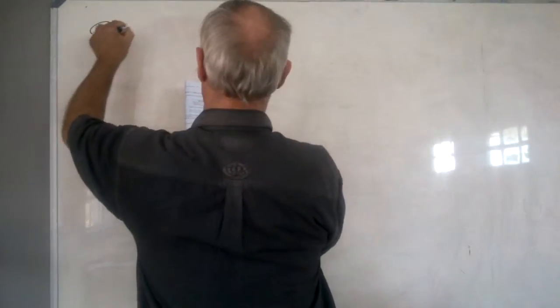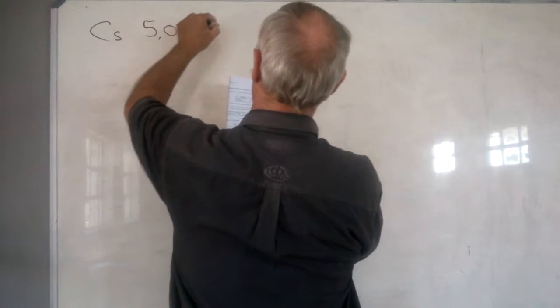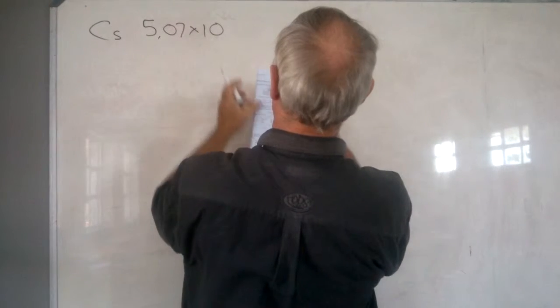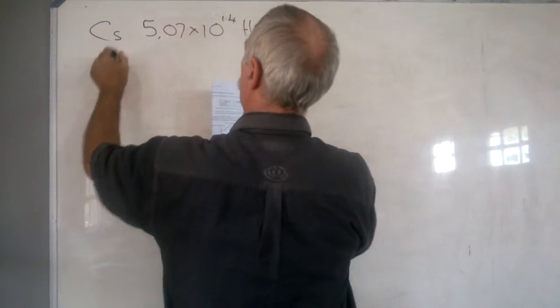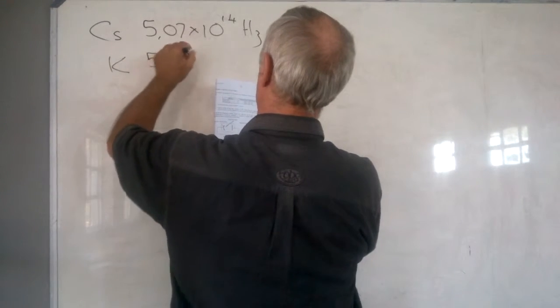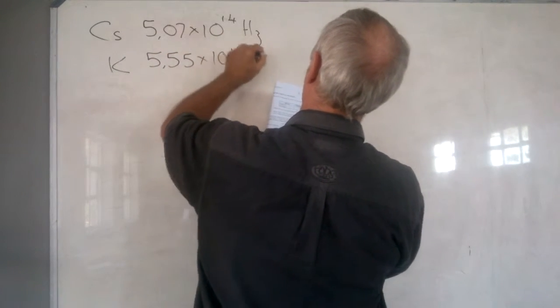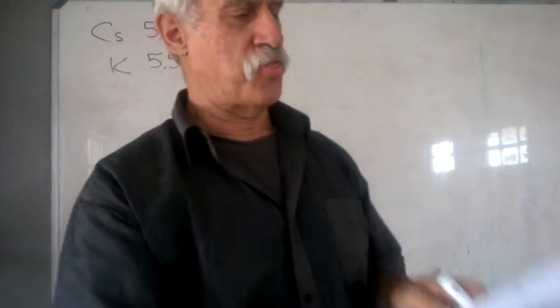So let's read. The threshold frequencies of cesium and potassium are given in the table below. Cesium and potassium, they're two metals in group one. Have a look at the threshold frequencies of both. Photoelectric effect, question 11. Okay, so those are the threshold frequencies.